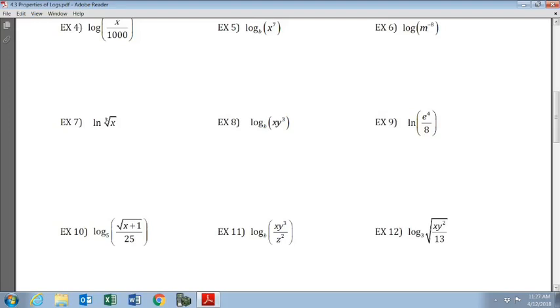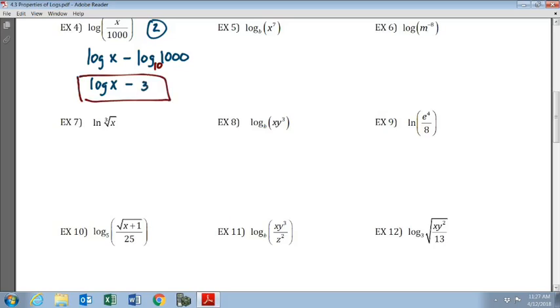Alright, let's move on to example 4. We also have a quotient here, so this is going to be property 2. It will be the log of x minus the log of 1,000. Again, our base here is 10, so we can evaluate the second log. Let's see, 10 to the first is 10, 10 squared is 100, 10 cubed would be 1,000. So this is the exponent 3. So it'd be log of x minus 3. Now, it's probably a good idea to put parentheses here just to make it clear that you're not taking the log of x minus 3.